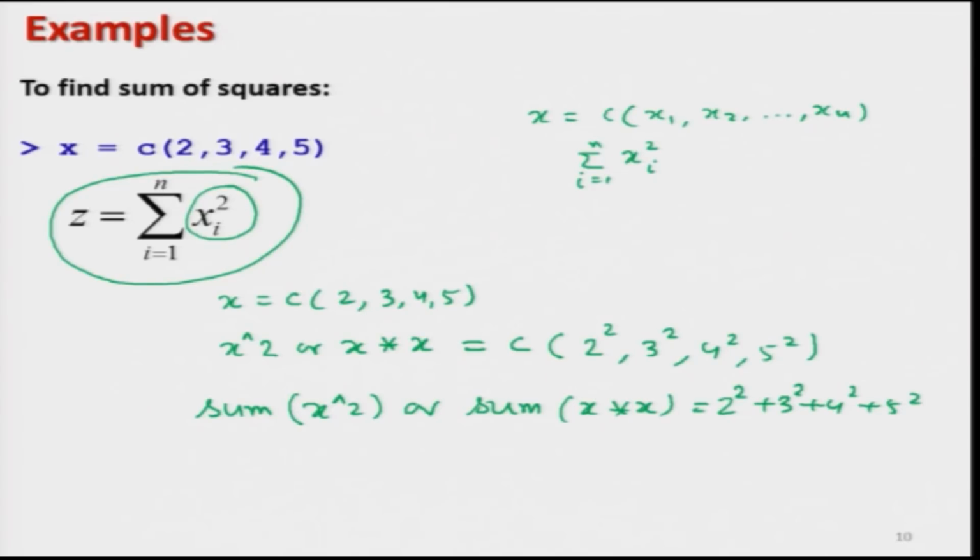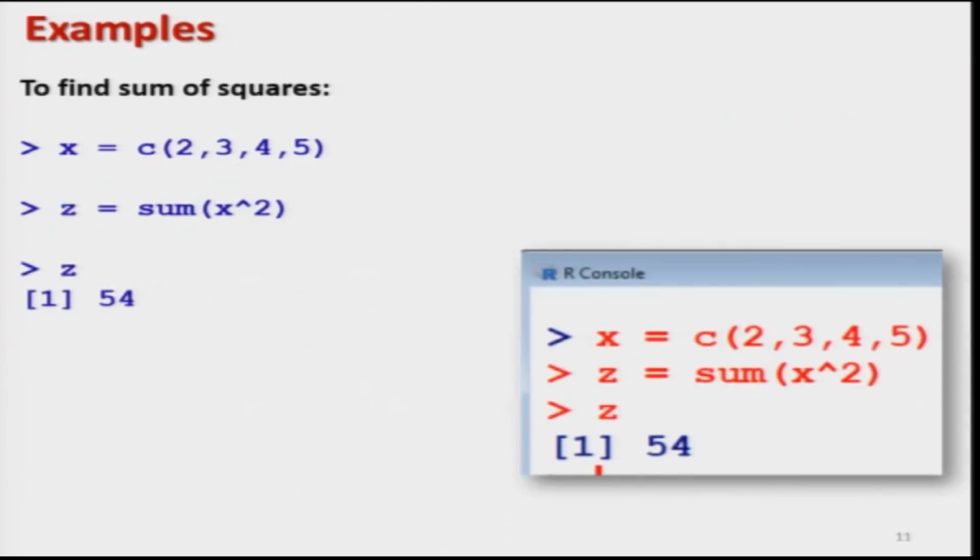So you can see that in case I want to find out the value of this function z, which is the sum of squares of different values, then I can simply write sum(x^2), and this value can be stored in a variable, say z. The sum of 2 square plus 3 square plus 4 square plus 5 square comes out to be 54, and this is the outcome here.